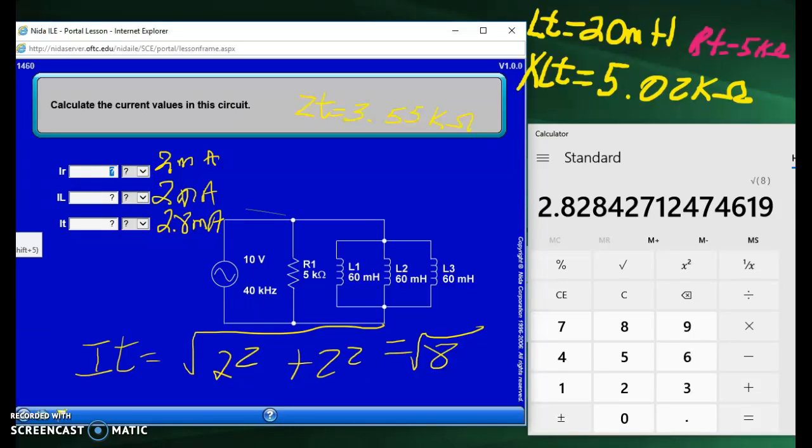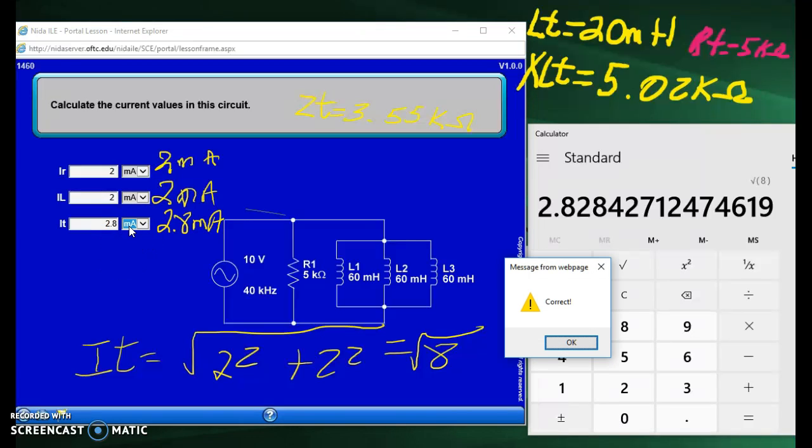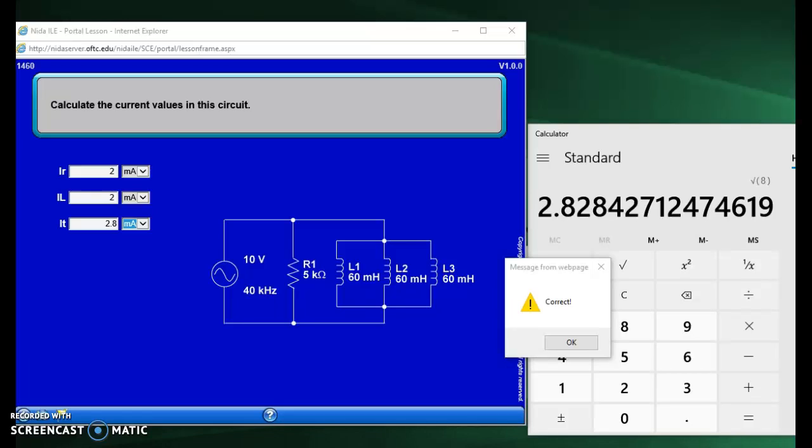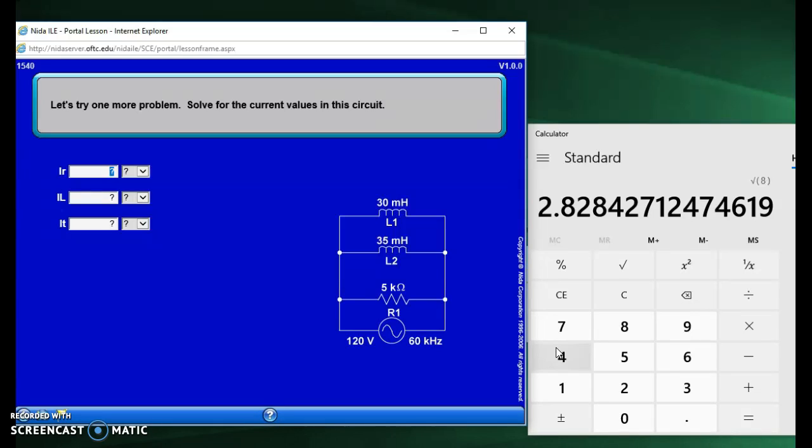So I'm going to get rid of this stuff. Well, you can actually leave that at the bottom. So let's type in 2 here. We'll choose milliamps. 2 here. We'll choose milliamps. And we'll choose 2.8 here. And we'll choose milliamps. And we're going to hit enter. And voila, we are correct. So a lot of steps there to get there, but we got there, which is very important. So got an okay. Got it correct, and we've got another problem to work. We're about 12 minutes into this video, so I'm going to go ahead and pause it now. We'll resume with this one on the next video.